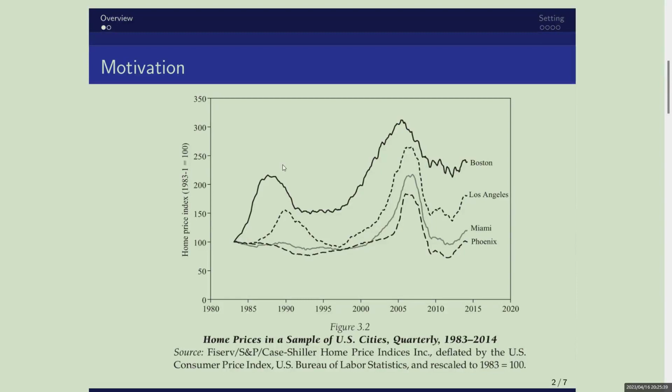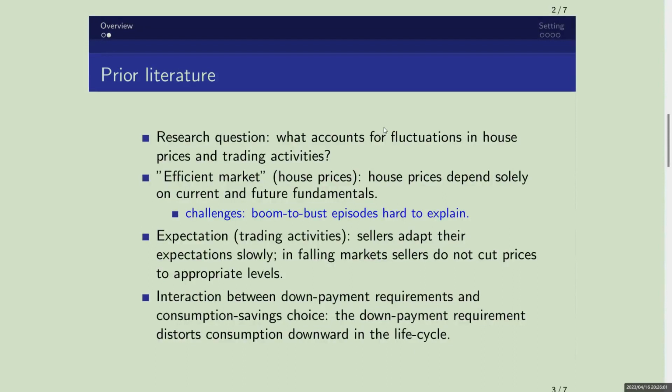The trend is pretty obvious from this graph. We can see that home prices have fluctuated substantially over the past four decades for these four representative cities in the US. And a natural research question is, what accounts for the fluctuations in house prices as well as trading activities?